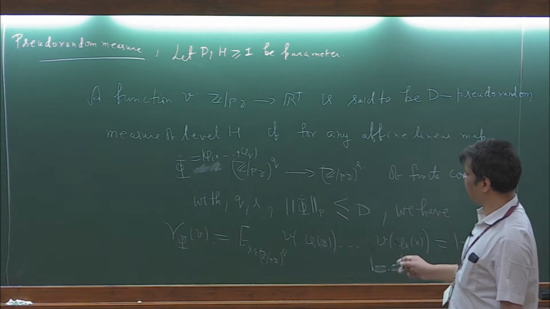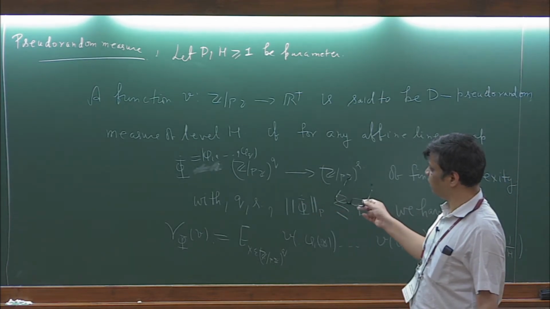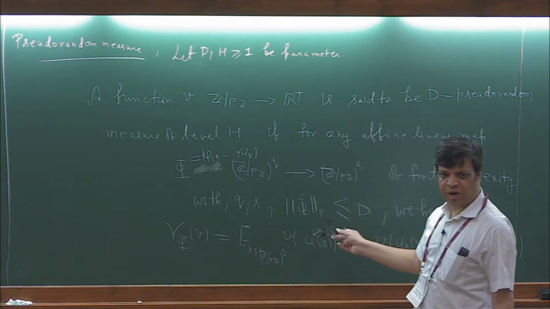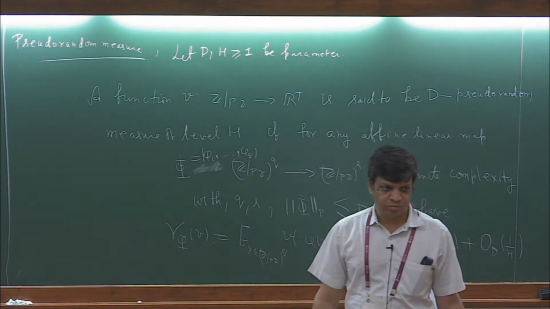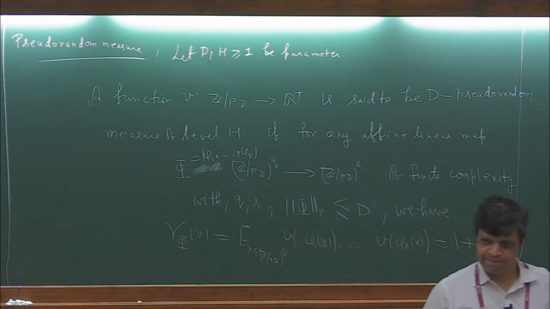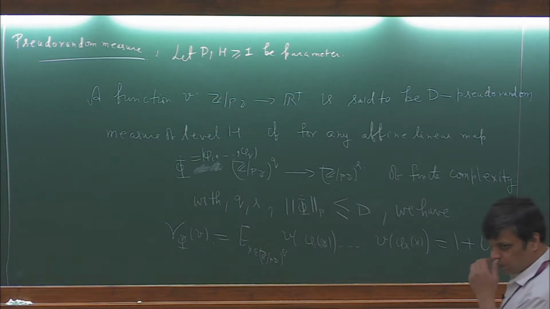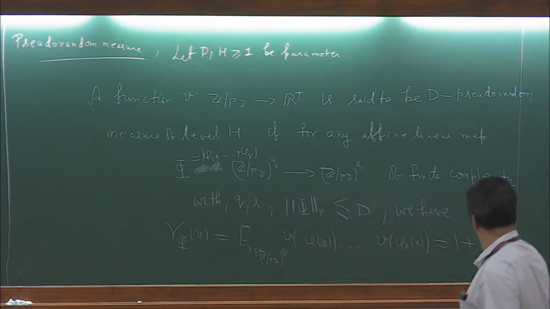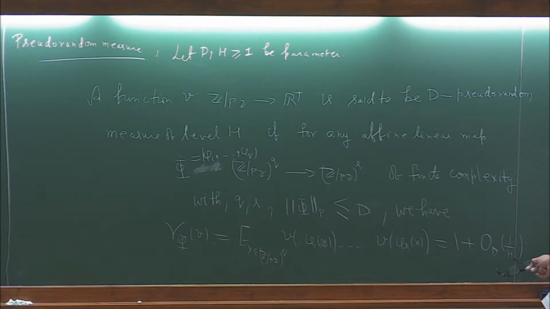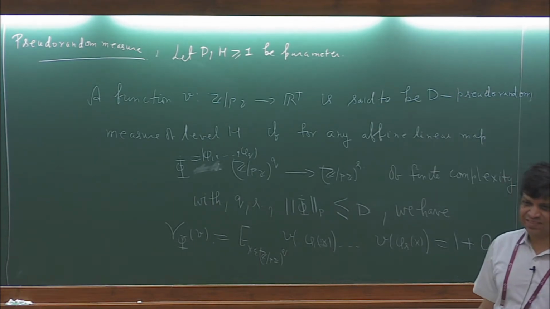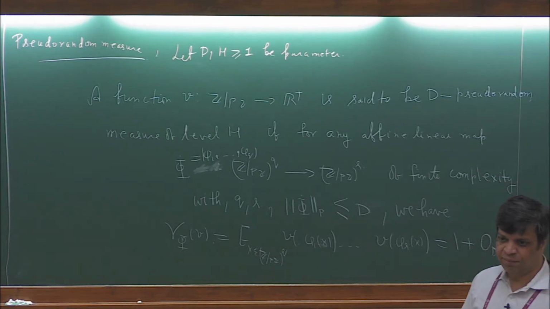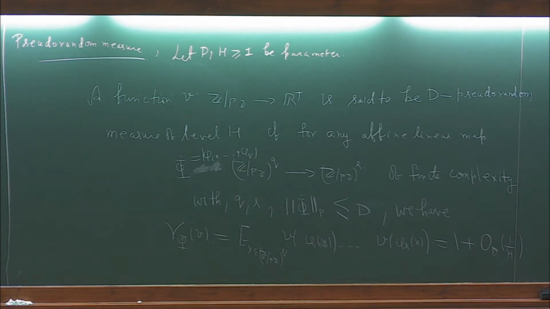And what is the thing? The dimensions of the domain, dimension of the range, and the norm of this affine linear map should not exceed d. h is the, I mean, the rate at which the error decays. All right.